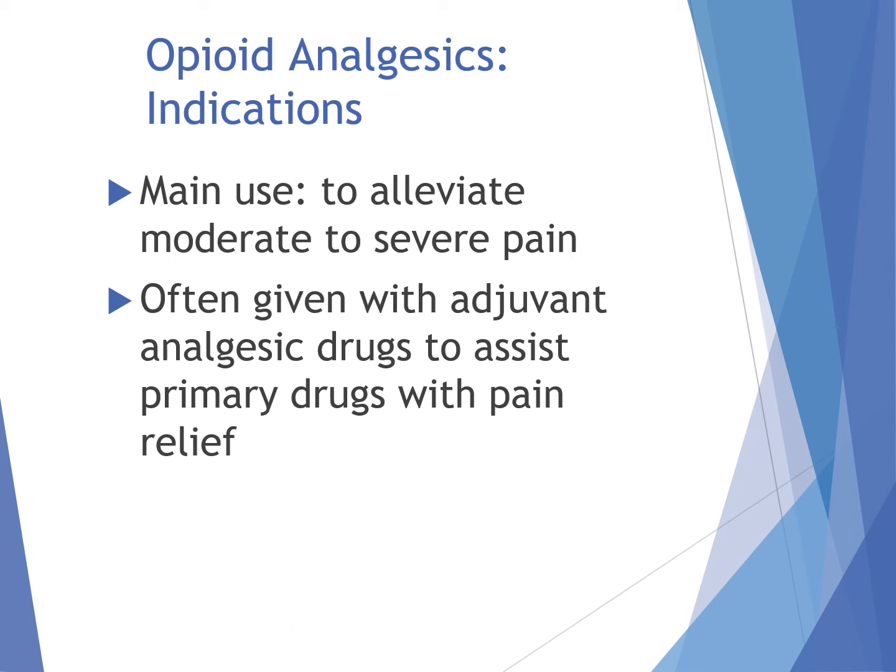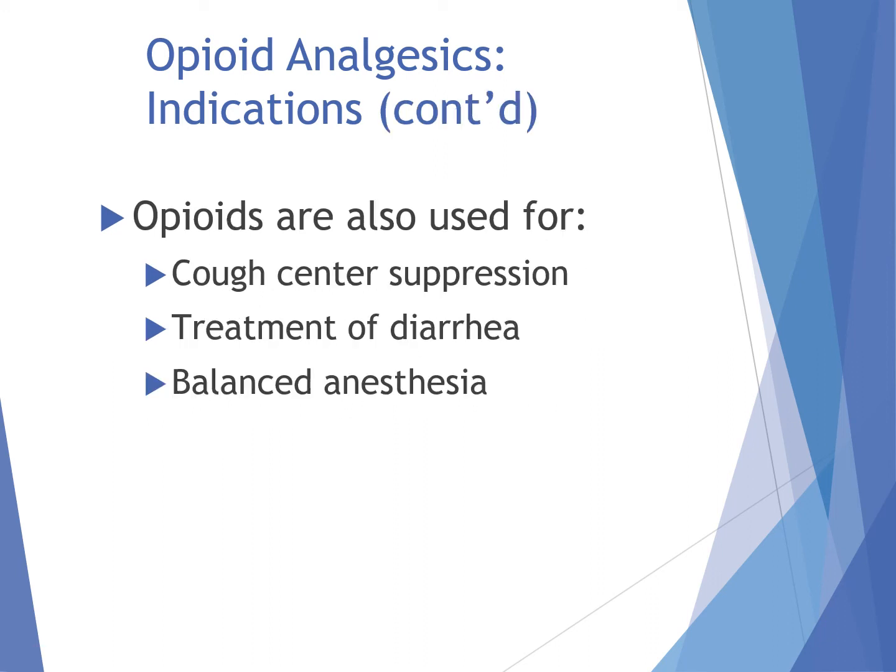Opioid analgesics indications. So the main use is to alleviate moderate to severe pain, often given with adjuvant analgesic drugs to assist primary drugs with pain relief. Opioids are also used for cough center suppression, treatment of diarrhea, and balanced anesthesia.